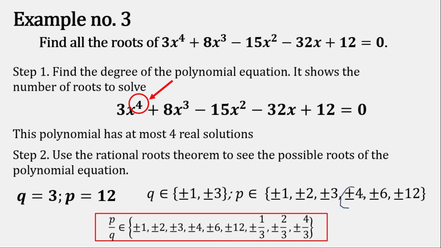Then 4 divided by 3 is positive negative 4 over 3. 6 divided by 3 is 2, positive negative 2. And 12 divided by 3 is positive negative 4. So we now have our set of possible roots. Again, these are not the real roots. These are the possible roots of this polynomial.